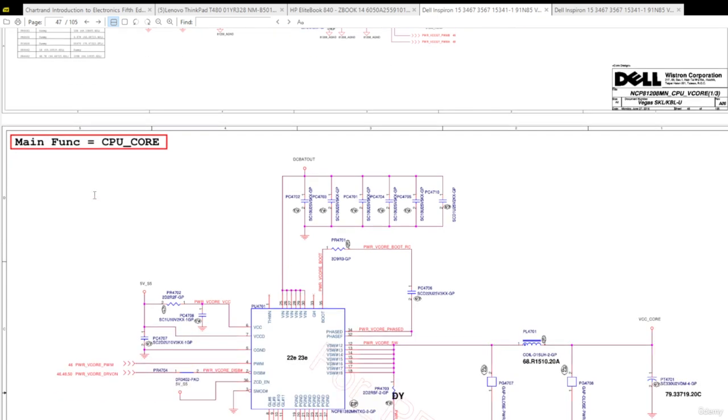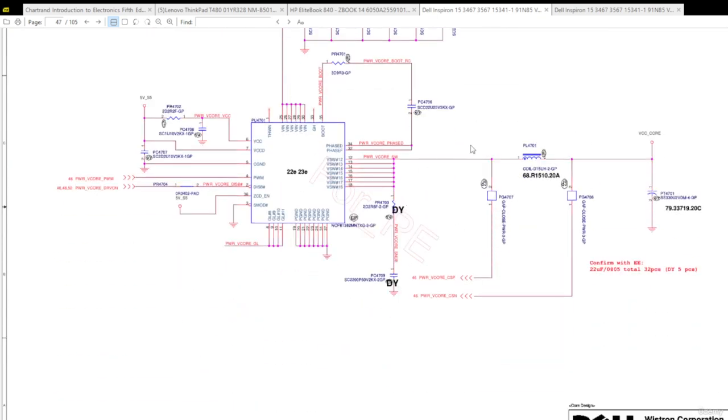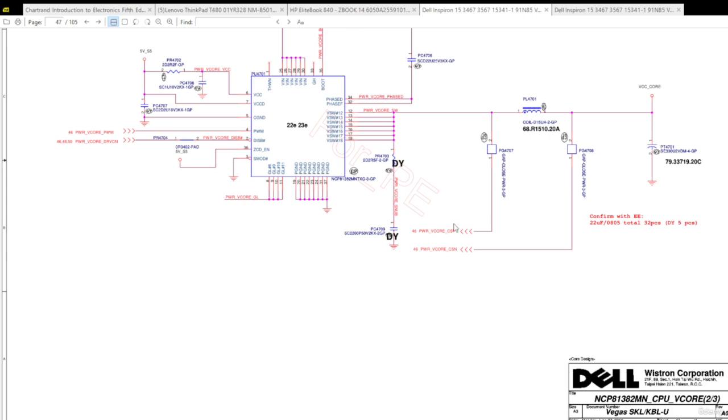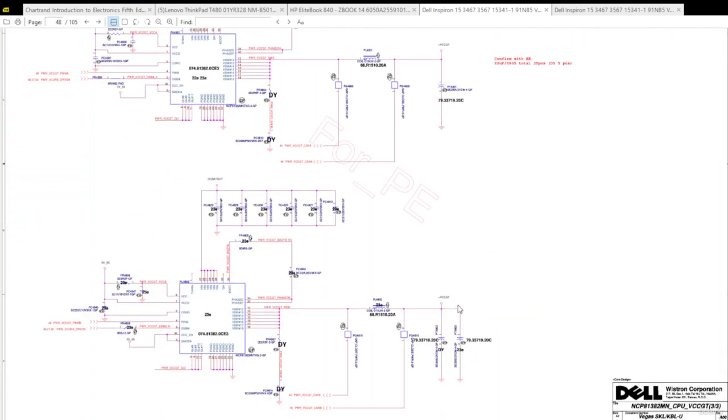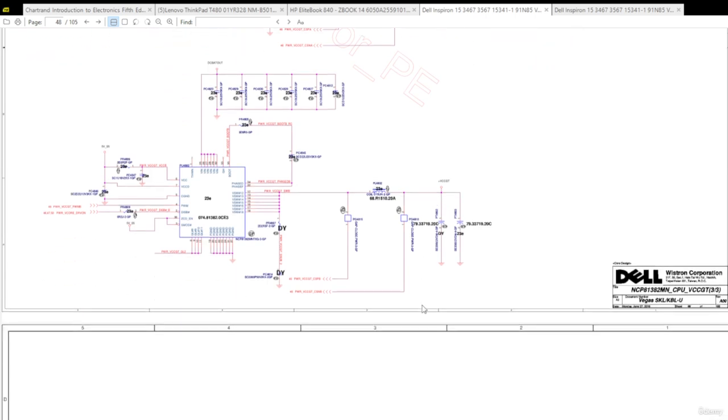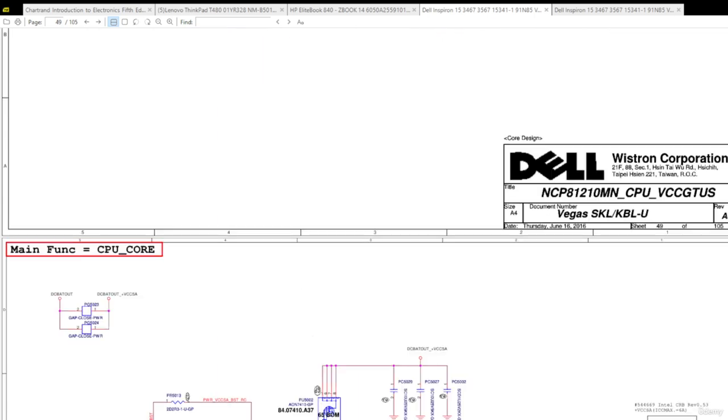Then the second page you have the CPU core. So here it shows other components that make up the CPU voltage. The same here, the CPU has got 3 phase, which means it has got 3 different types of power. So they are showing all of these power on these pages.